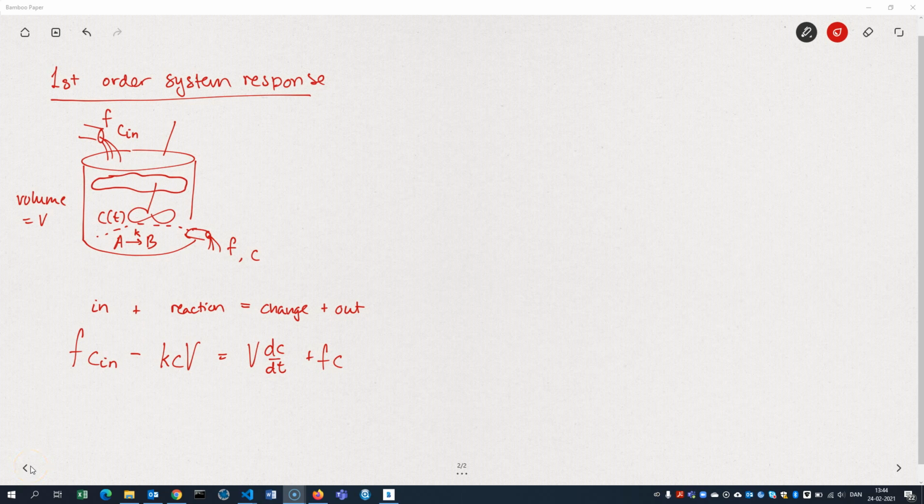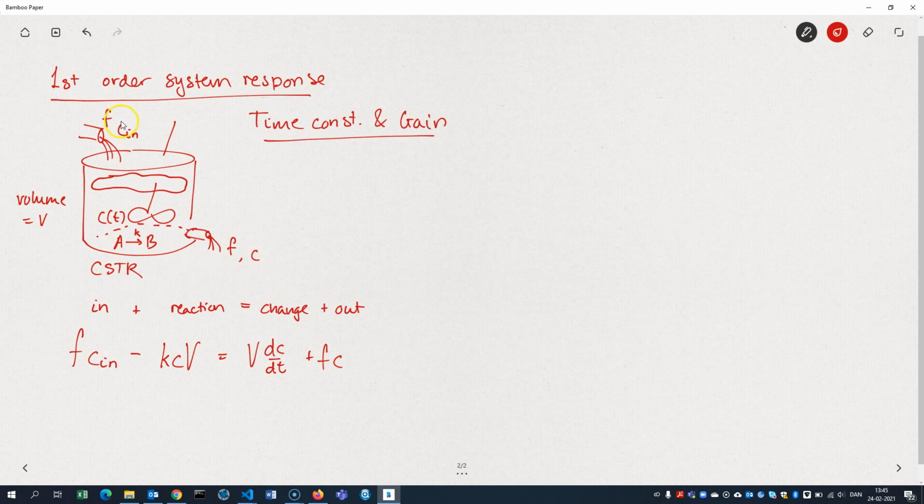So in the previous video, we looked at steady state for a first order system. Now we're going to look at the time constant and the gain of the system. Again, we're going to use this CSTR as an example.